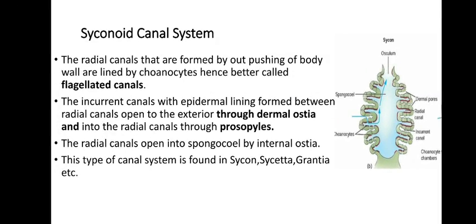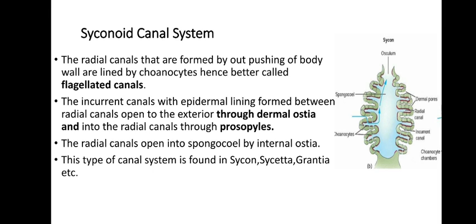So here the course of water is: first the outside, surrounding water passes through the dermal ostia and enters into the internal canals. From the internal canal it enters into the radial canal through prosopyles, and from the radial canal, which is also lined by flagellated cells, the water comes to the spongiocoel through the apopyles, and through the spongiocoel it goes out through the osculum. So again, ostia and osculum are inlets and outlets of water. There is no change. What has changed is the body wall, it is now folded.